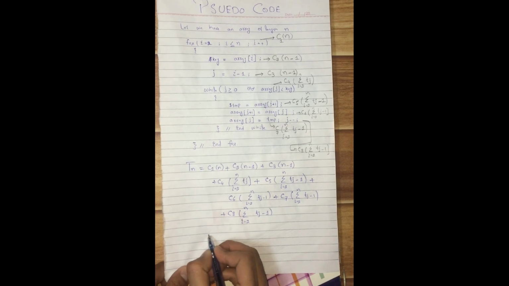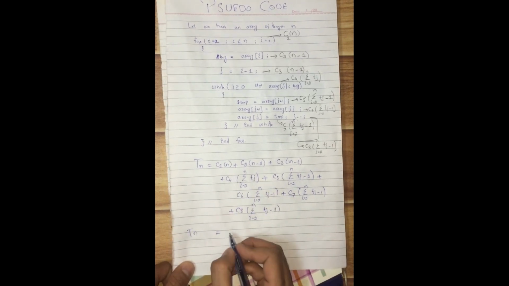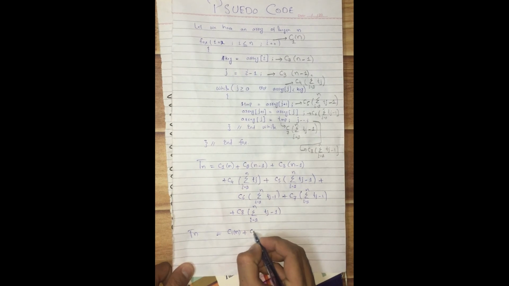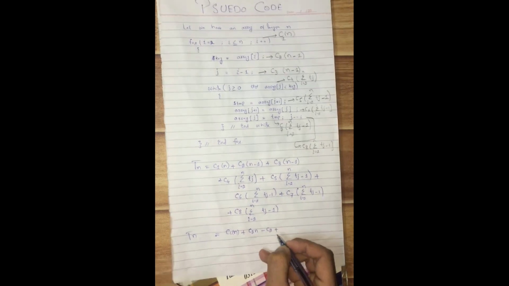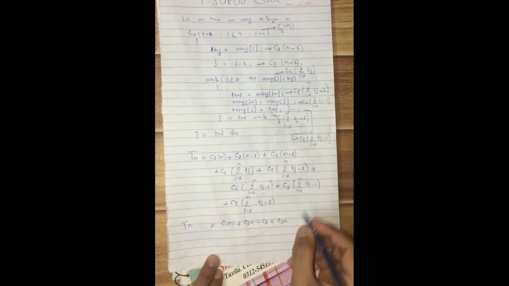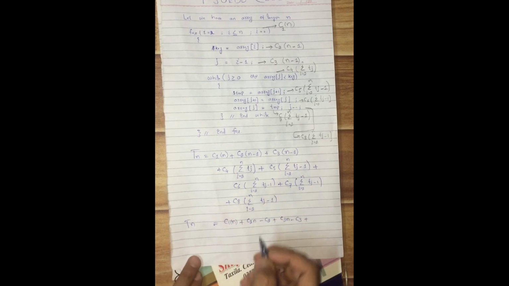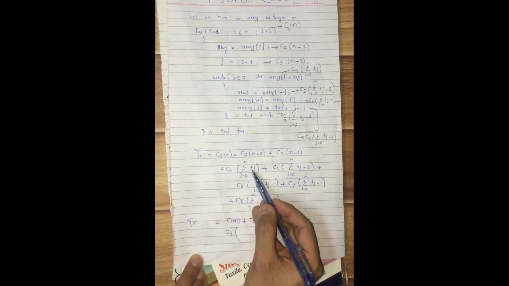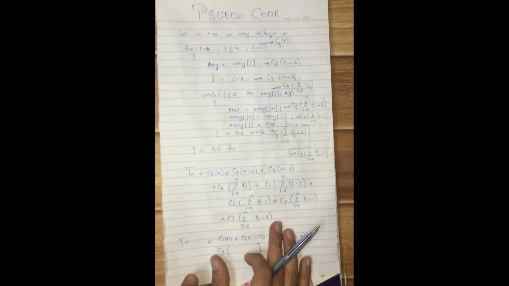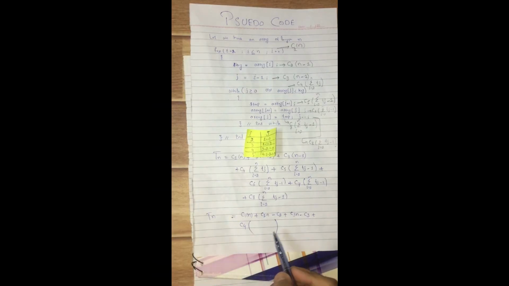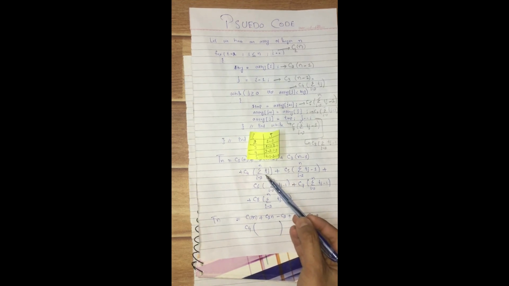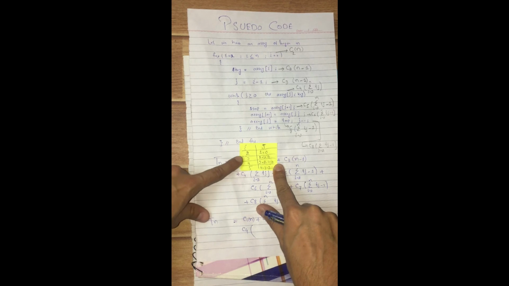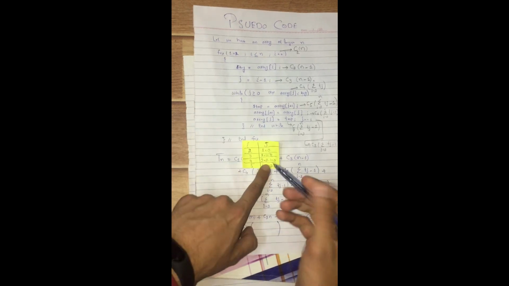So the overall time complexity is c1 of n plus, if I multiply this out, c2 of n minus c2 plus c3 of n minus c3 plus c4 times the summation. What does this expression mean? i starts from 2 to n of t of j. Before explaining this summation formula, let's understand this: when i is equal to 2, this loop executes 2 times.